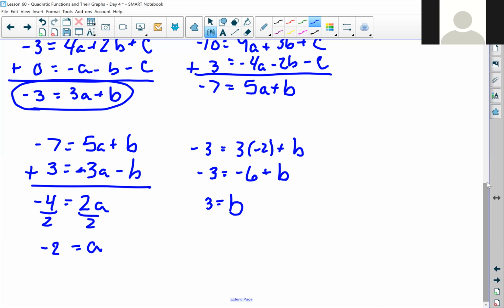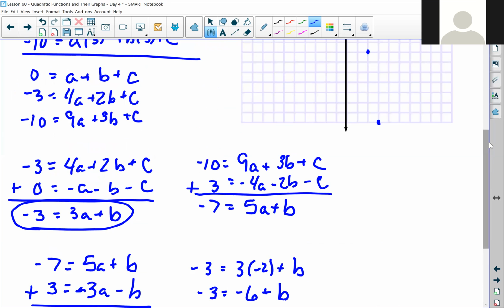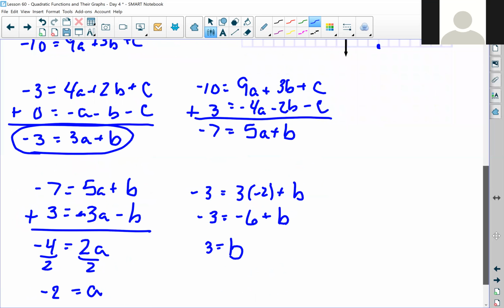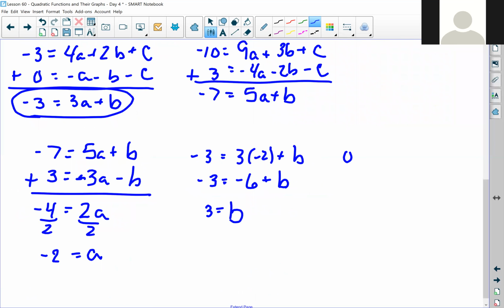To find my value for c, I need to go back up to one of my original three equations. Again, I'm going to choose this one because it's the easiest of the three to work with. So I have 0 equals negative 2 plus 3 plus c. So 0 equals 1 plus c. And when I subtract 1, I get c equals negative 1.